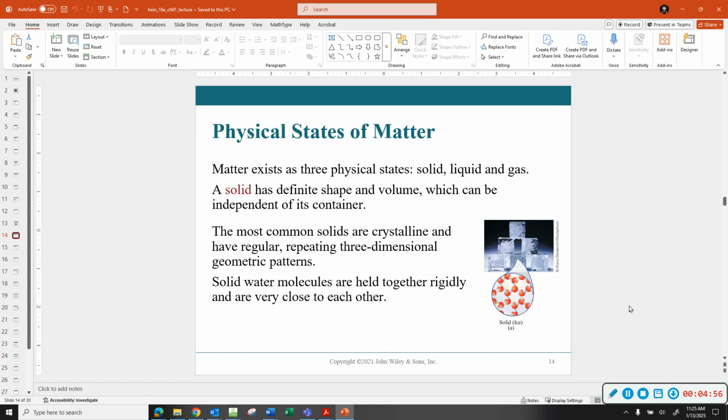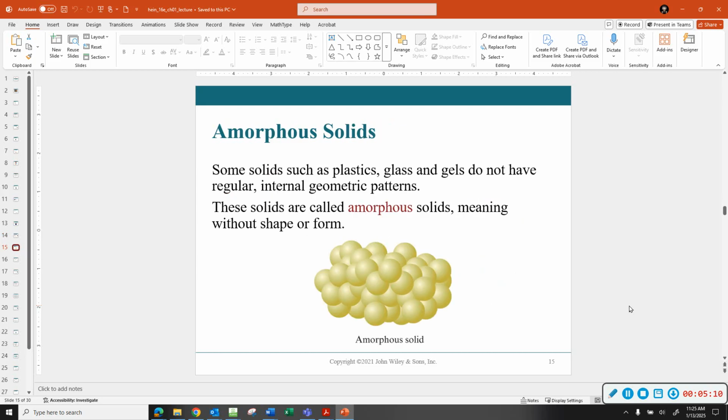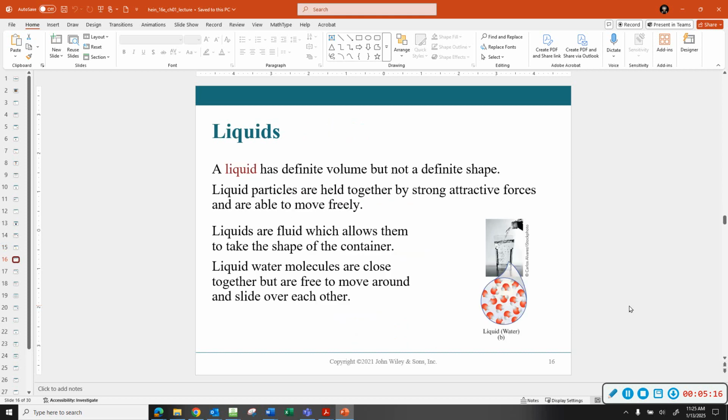Physical states of matter, there are three main types you need to know. Solid, it's a definite shape, definite volume, cannot be compressed, has mass, typically has a crystalline structure. Okay. I'm not going to worry about amorphous solids. They're not on my test. I didn't see anything of them on the final.